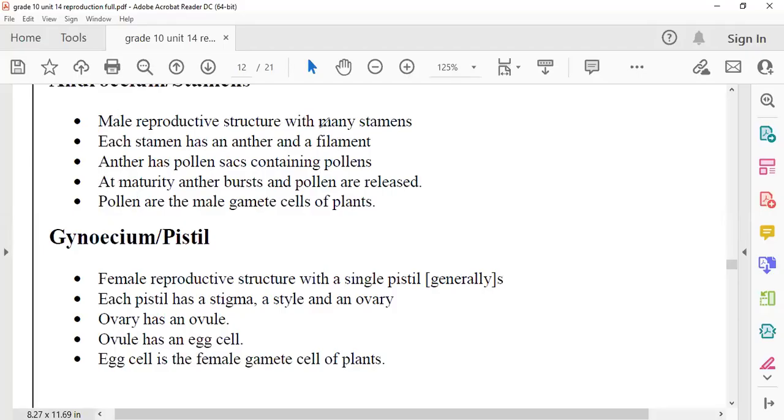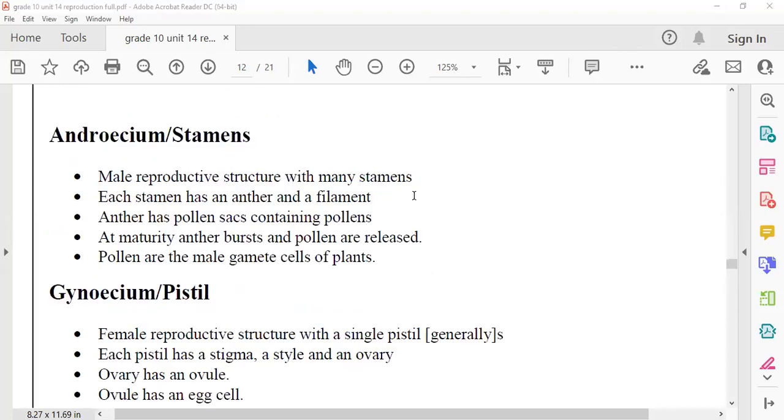It is the male reproductive structure with many stamens. Every stamen has two parts, an anther and a filament. Inside the anther, pollen sacs are there, S-A-C, sacs. Inside the pollen sacs, pollens are produced. In one stage, the stamen anther will burst and the pollens will be released out.